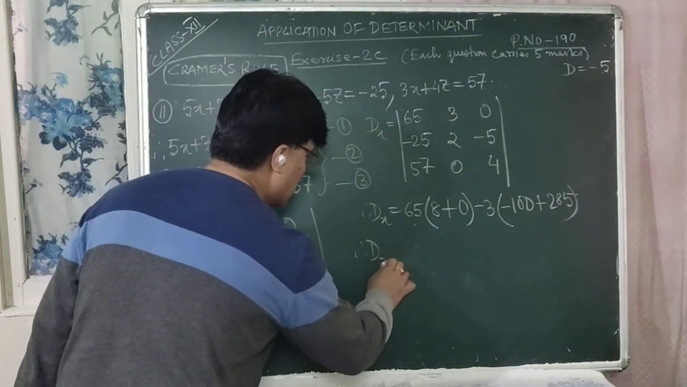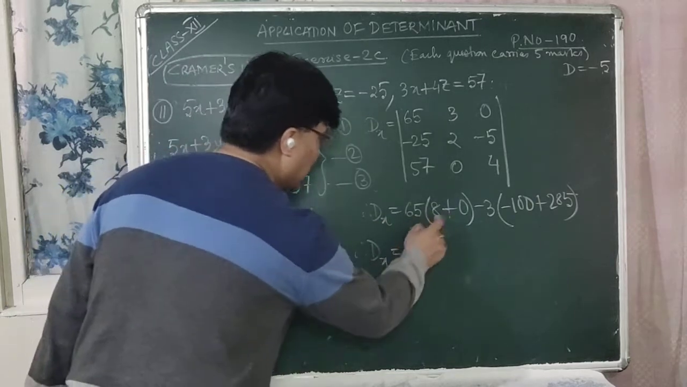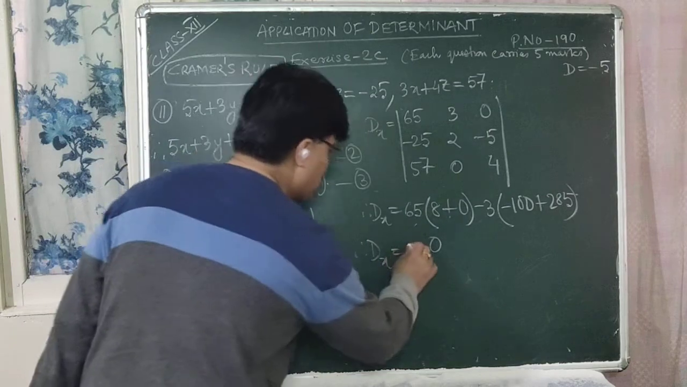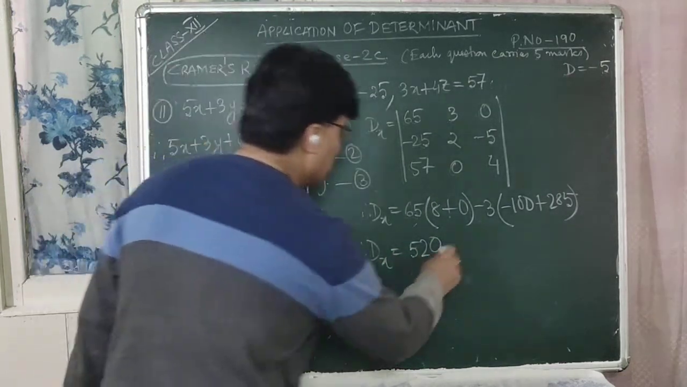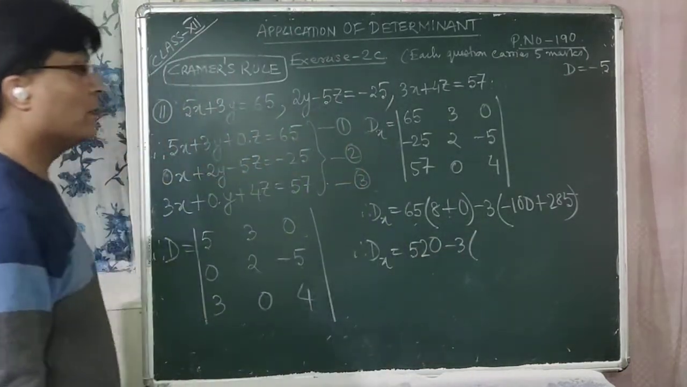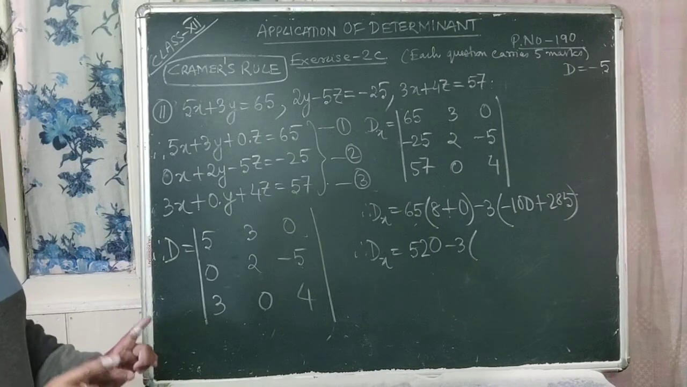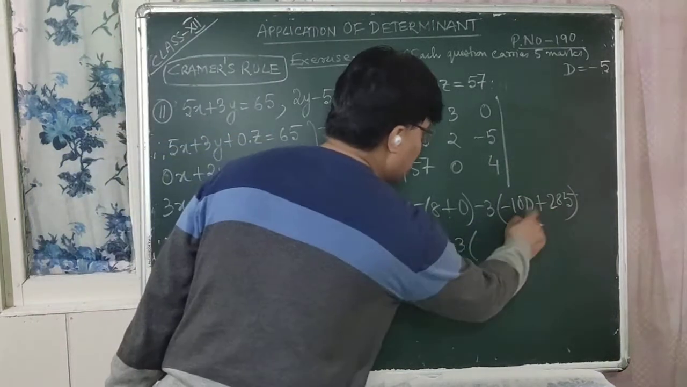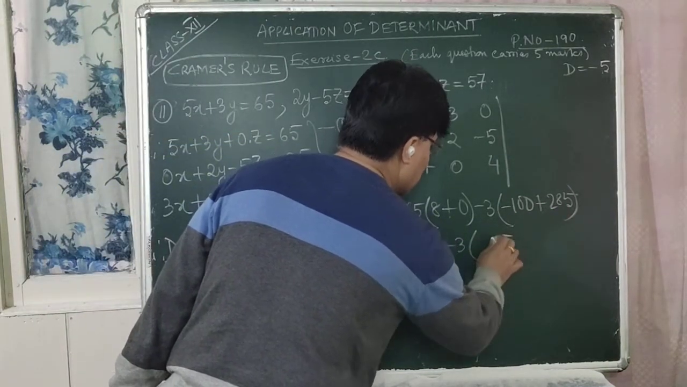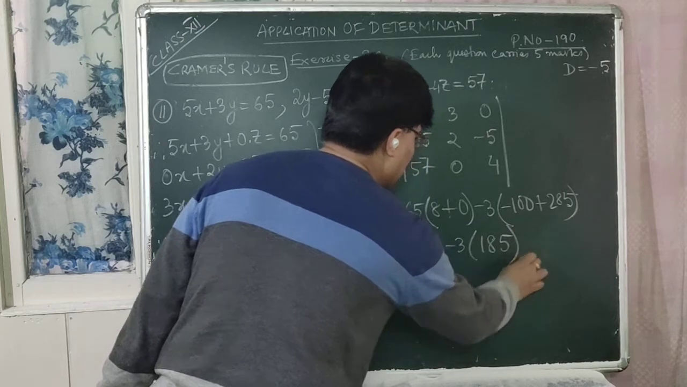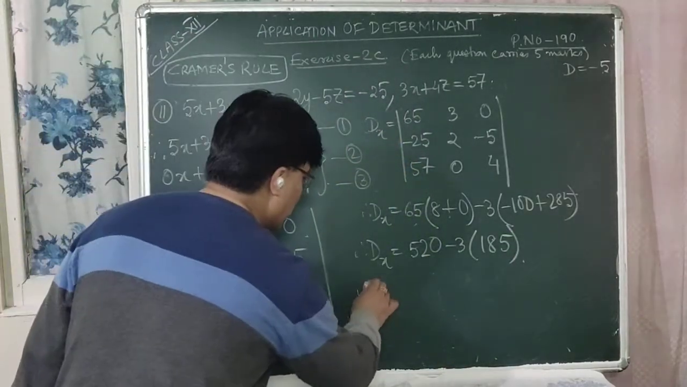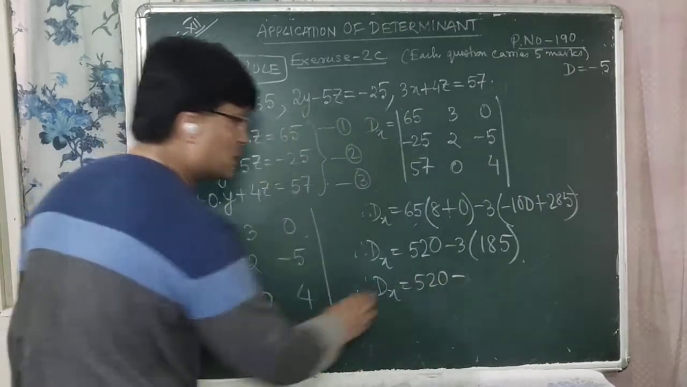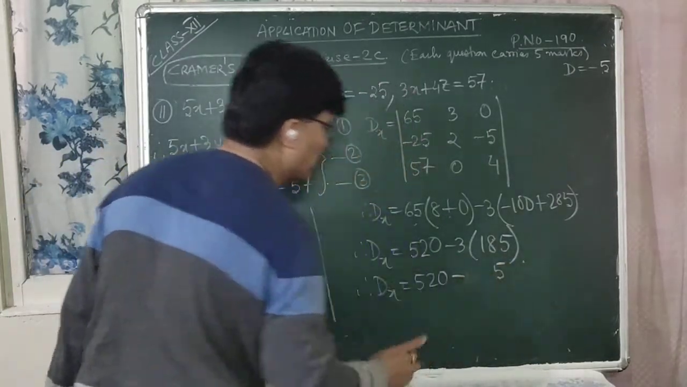So what is dx now? Now multiply by 8. 8 5s are 40. 8 6s are 48 plus 4, 52. Right? Then minus 3 into minus 100 plus 285. Different sign, you have to subtract them, and you have to write the sign of the greater number, right? 5 minus 0 is 5. 8 minus 0 is 8. 2 minus 1 is 1. That is 185. So therefore dx is equal to 520 minus, this is 3 5s are 15, 1.